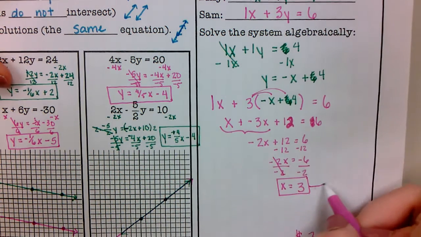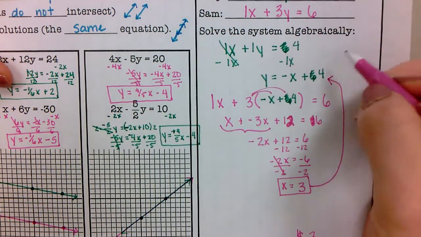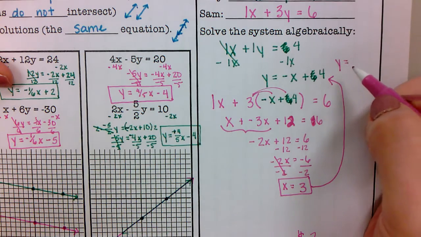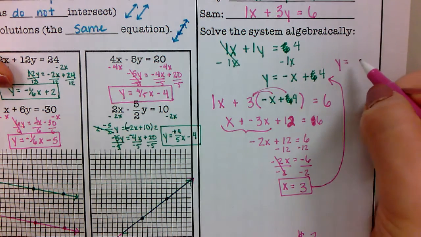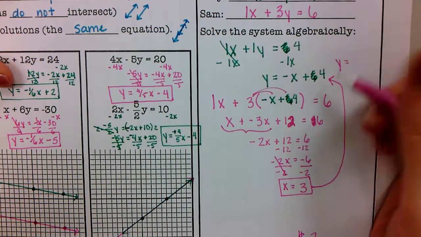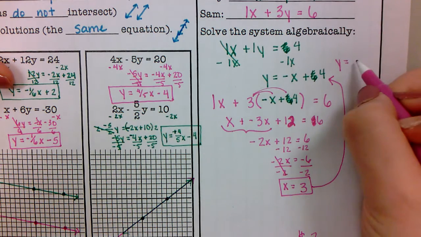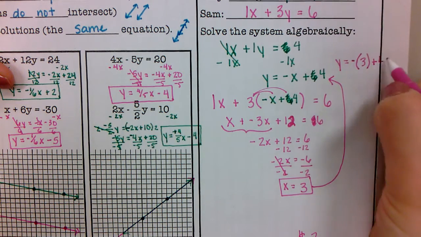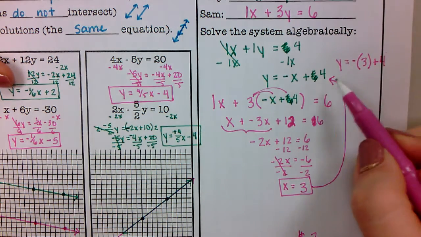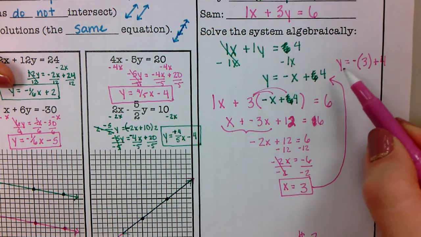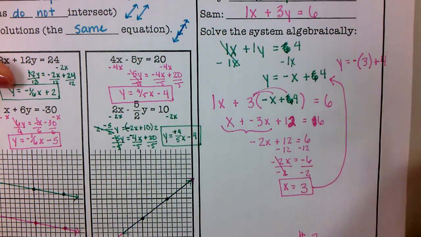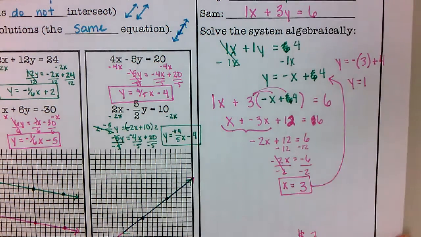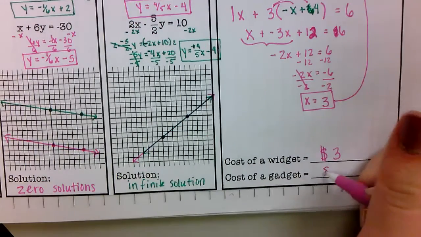So I'm going to go all the way back up to this equation where we are solving for y. It says y equals negative x plus 4. So I'm going to plug in my x value. I'm running off the paper here. So we have y equals negative x plus 4. So I plugged in the x that we just found, which is 3. What is negative 3 plus 4? It's 1. So I used the x, and I now found the y. The y is 1. So the cost of a gadget is $1.